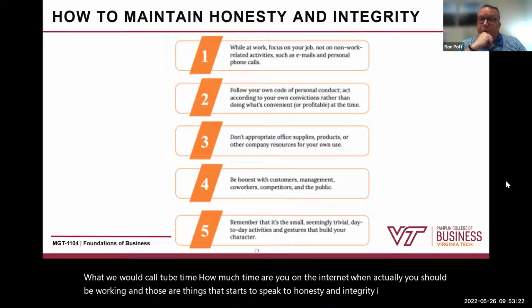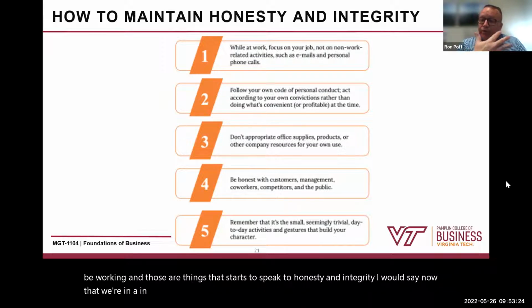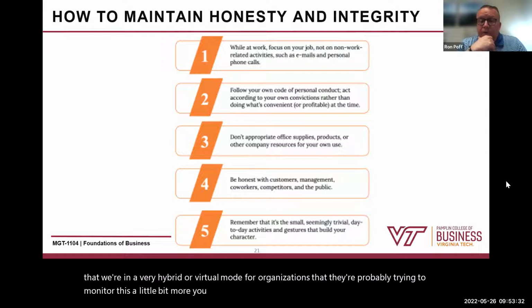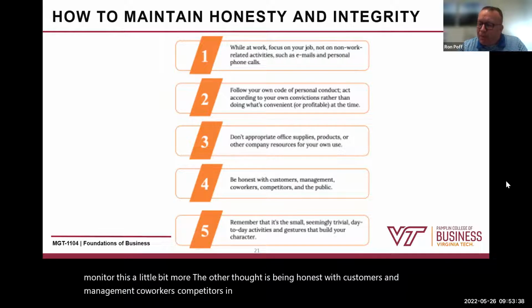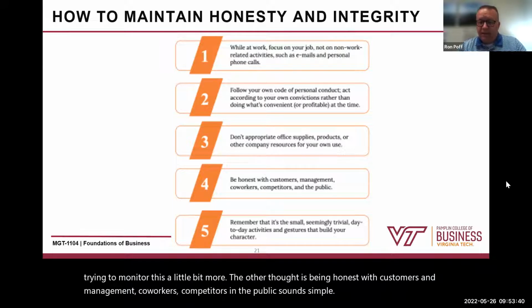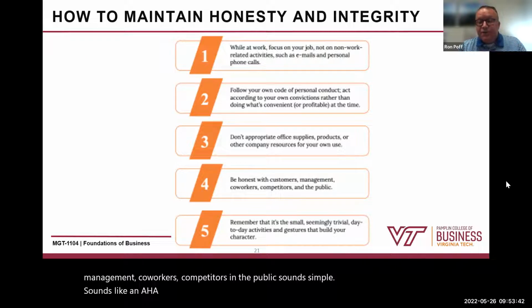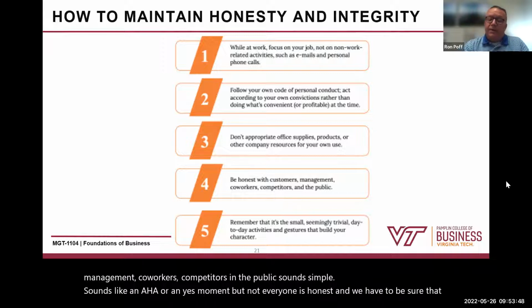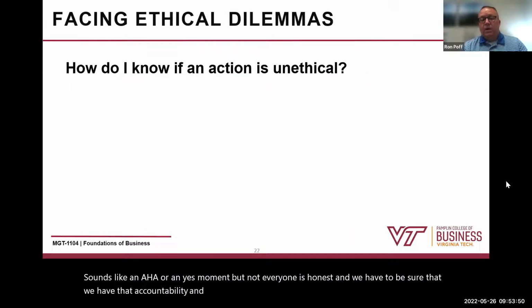I would say now that we're in a very hybrid or virtual mode for organizations, they're probably trying to monitor this a little bit more. The other thought is being honest with customers and management, coworkers, competitors, and the public. Sounds simple. Sounds like an aha or an oh yes moment, but not everyone is honest, and we have to be sure that we have that accountability and we keep each other honest.